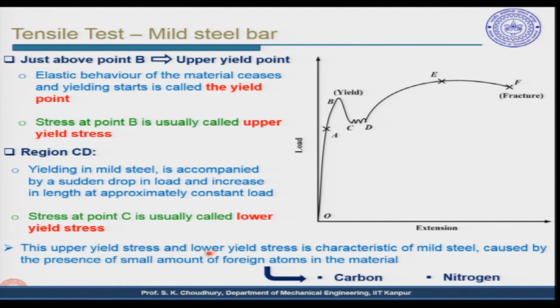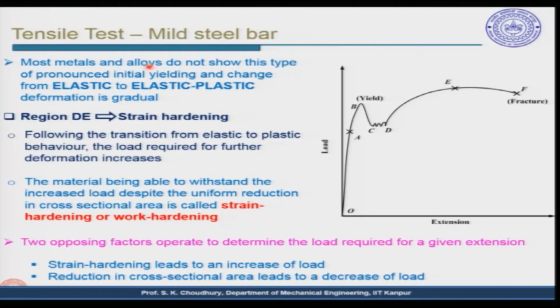This upper yield stress and lower yield stress is characteristic of mild steel, caused by the presence of a small amount of foreign elements in the material, for example carbon, nitrogen and so on. Most metals and alloys do not show this type of pronounced initial yielding, and the change from elastic to plastic deformation is gradual, but in the case of mild steel, as we said, this is the picture. All right. Now, region DE, as I said, is the region of strain hardening.